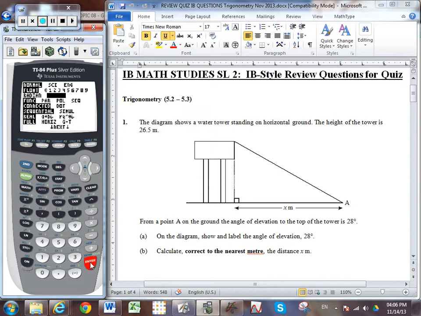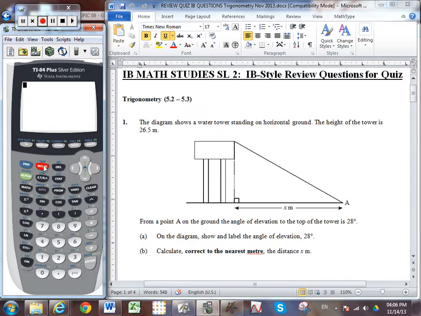We need to change the calculator into degrees mode. And you're never going to need radians mode. You must be in degrees mode throughout the exam. Remember that your calculator resets to radians mode every time that we reset its memory. So you've got to put it onto degrees mode. Okay? So degrees, great.